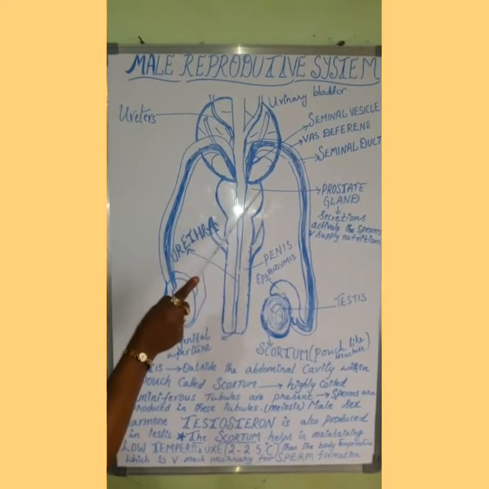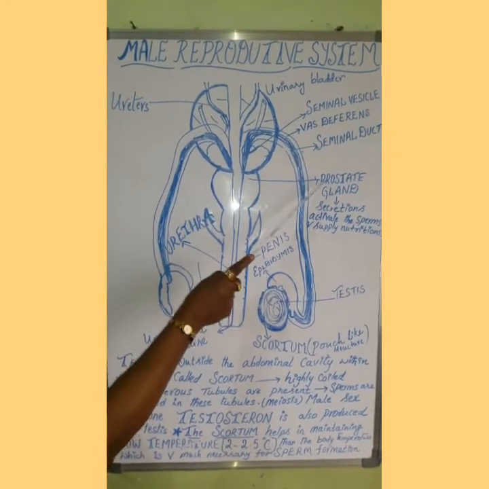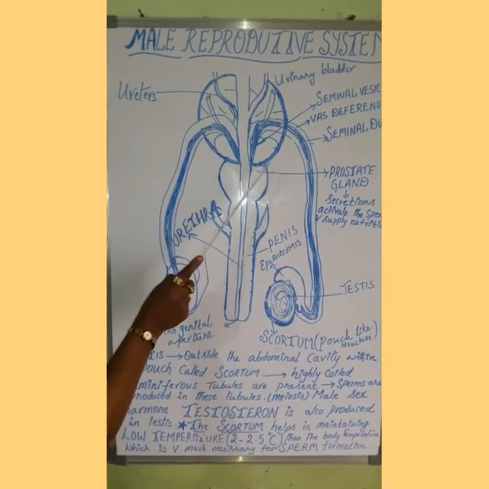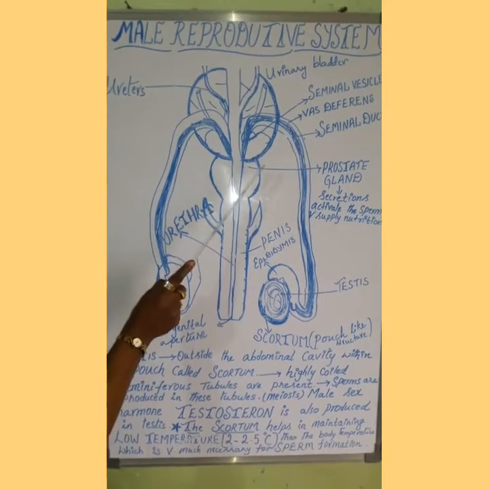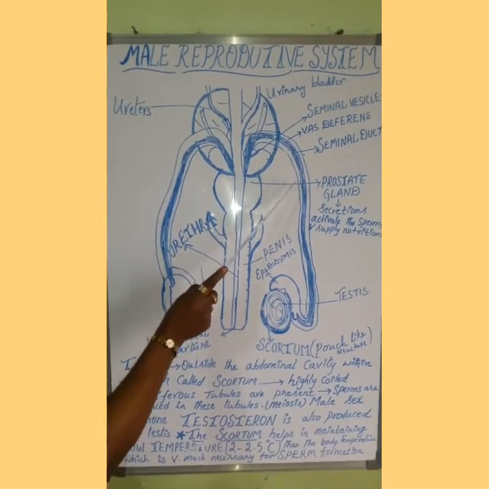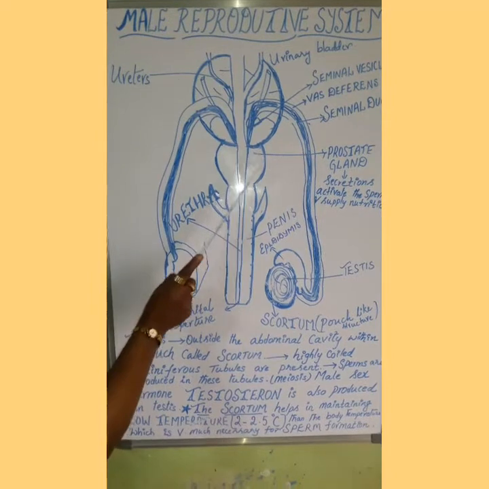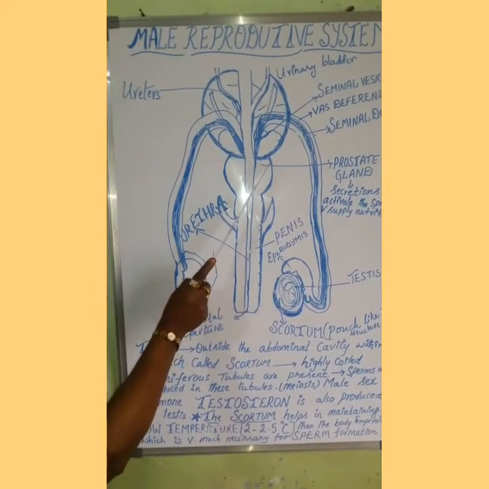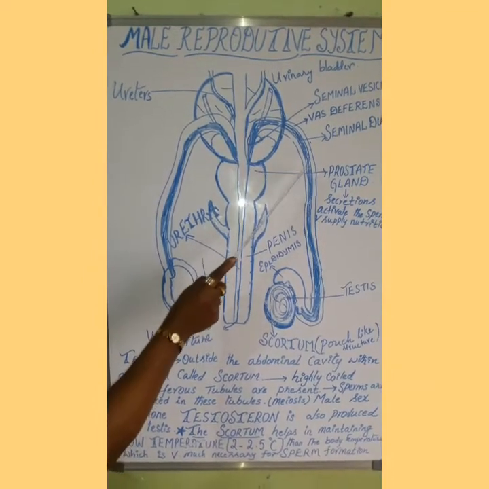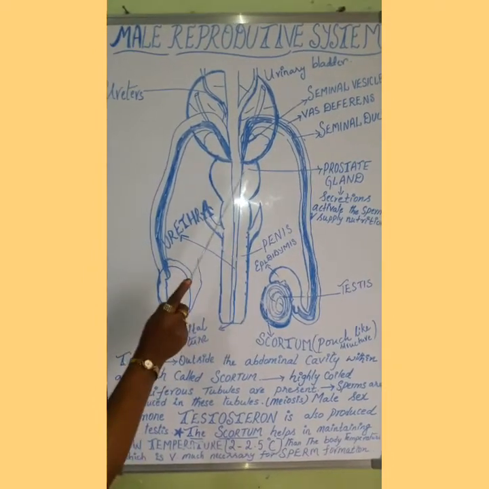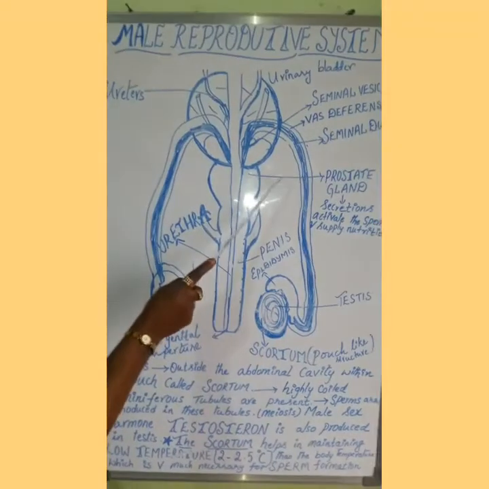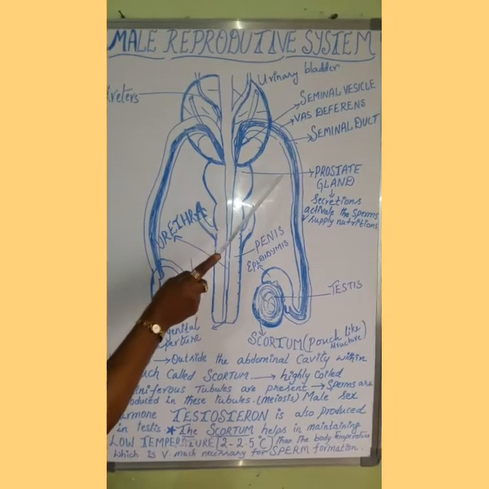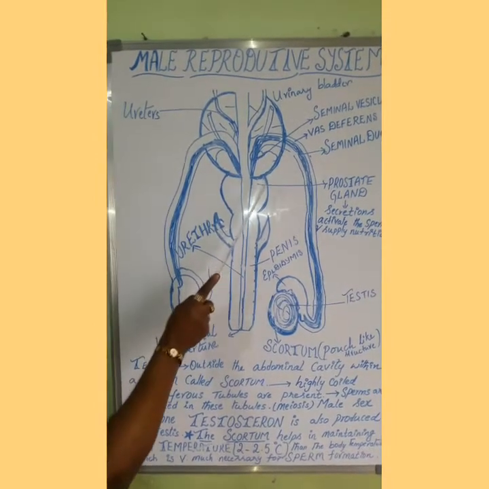This region is called the prostate gland. The prostate gland secretes secretions which help to activate the sperms and also supply nutrients to the sperms.